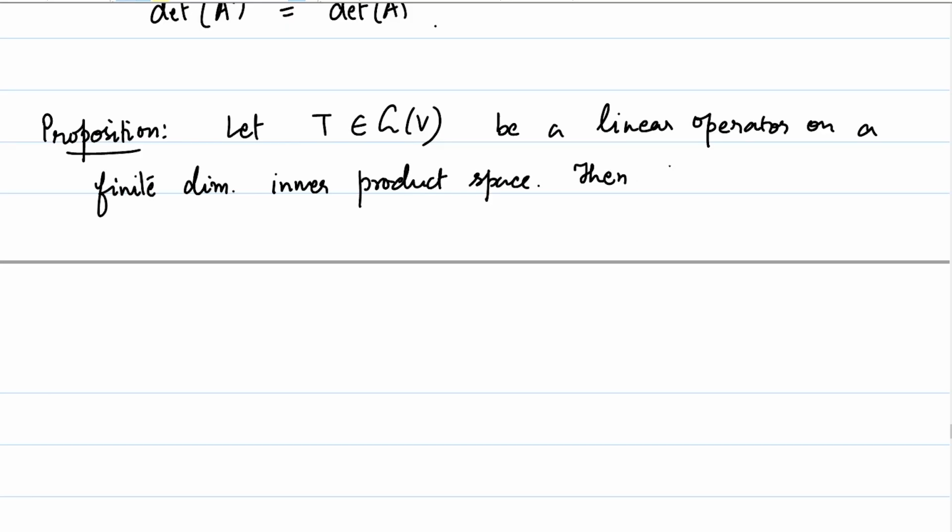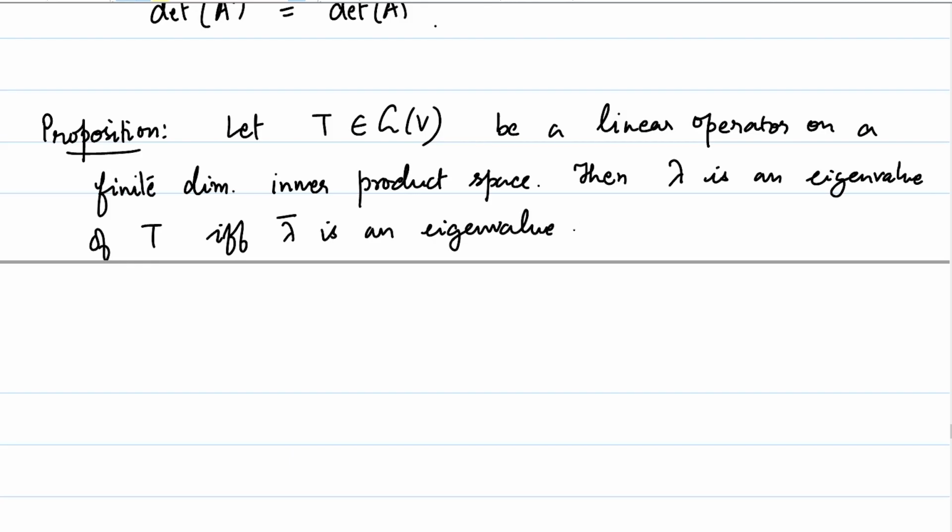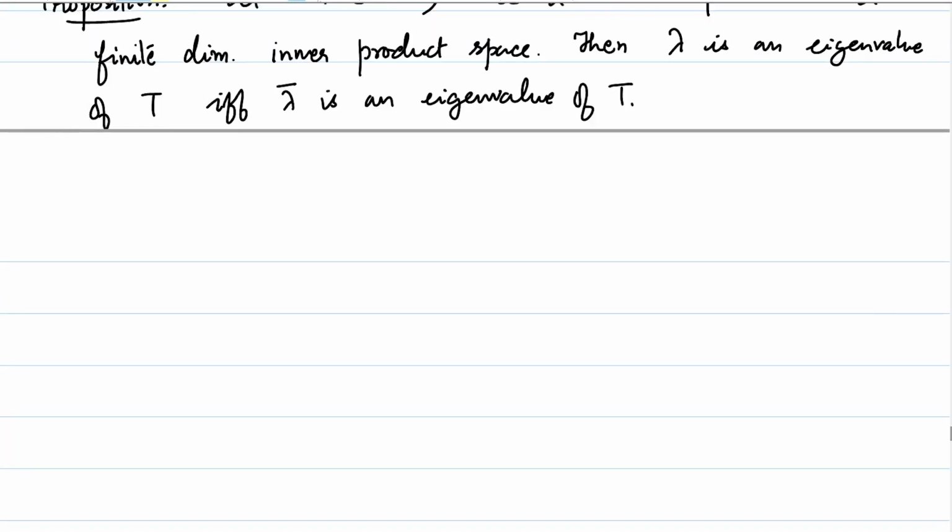Then lambda is an eigenvalue of T if and only if lambda bar is an eigenvalue of T star. So the statement of the proposition tells us that if lambda is an eigenvalue of T, lambda bar, the conjugate of lambda, should be an eigenvalue of T star. Otherwise it is wrong. Let's give a proof of this proposition.